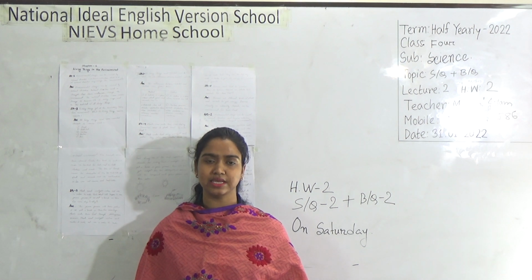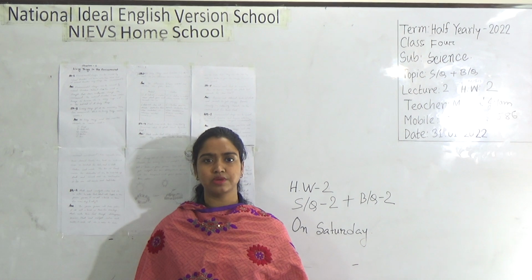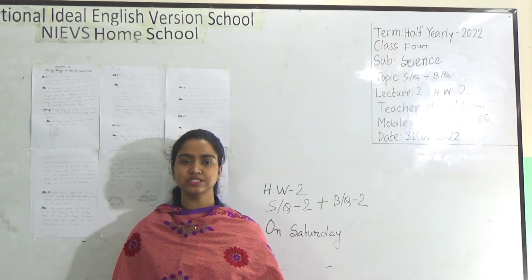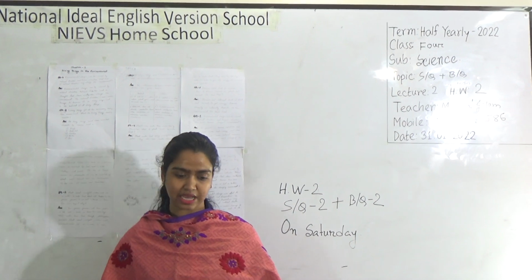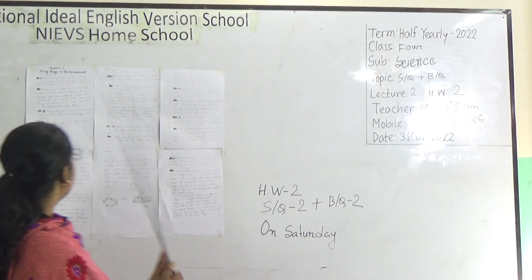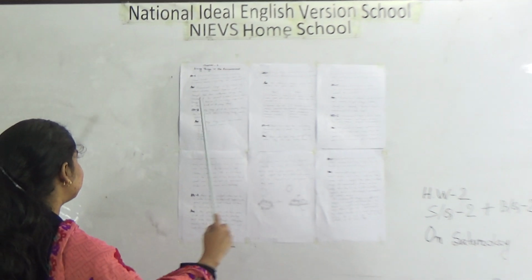Now I am going to take a science class for class 4, lecture number 2, SW number 2. Our today's topic is all short questions plus broad questions. Now let us start our class. Chapter 1, our chapter name is Living Things in the Environment.